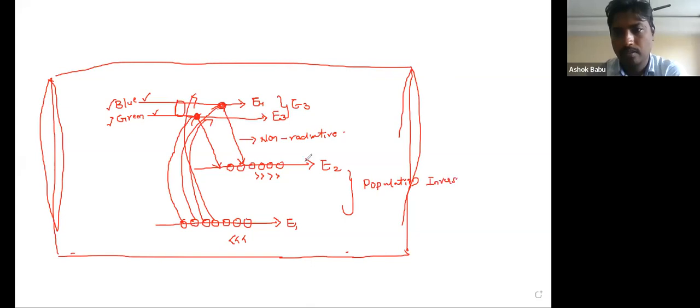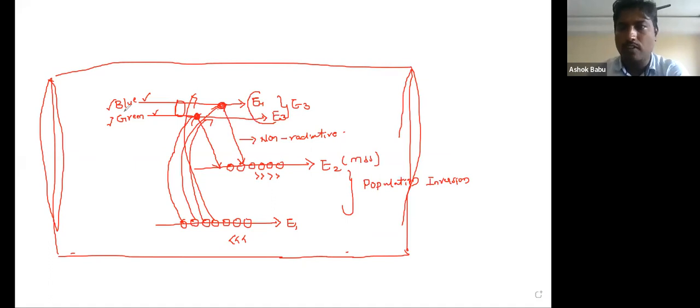Right? So how do we achieve the population inversion? Due to the metastable state and the pumping mechanism, we achieve it between E2 and E4. E3 and E4 we treat as only one energy level because the energy levels are very close to each other.